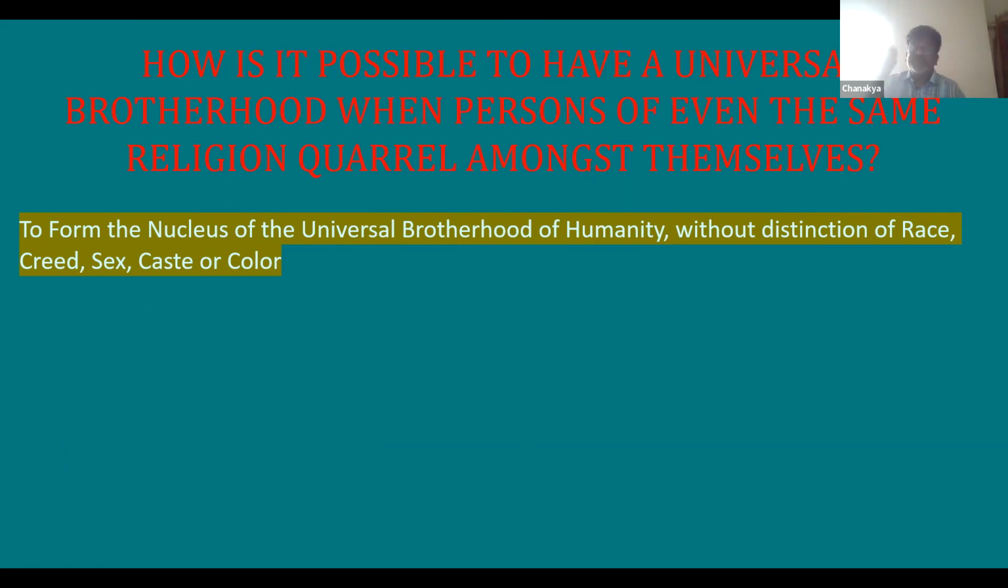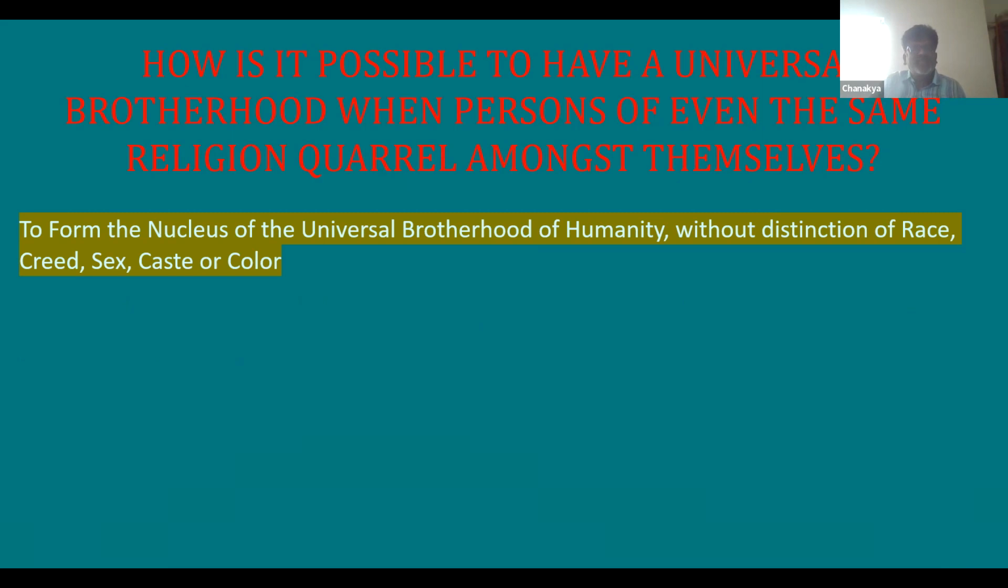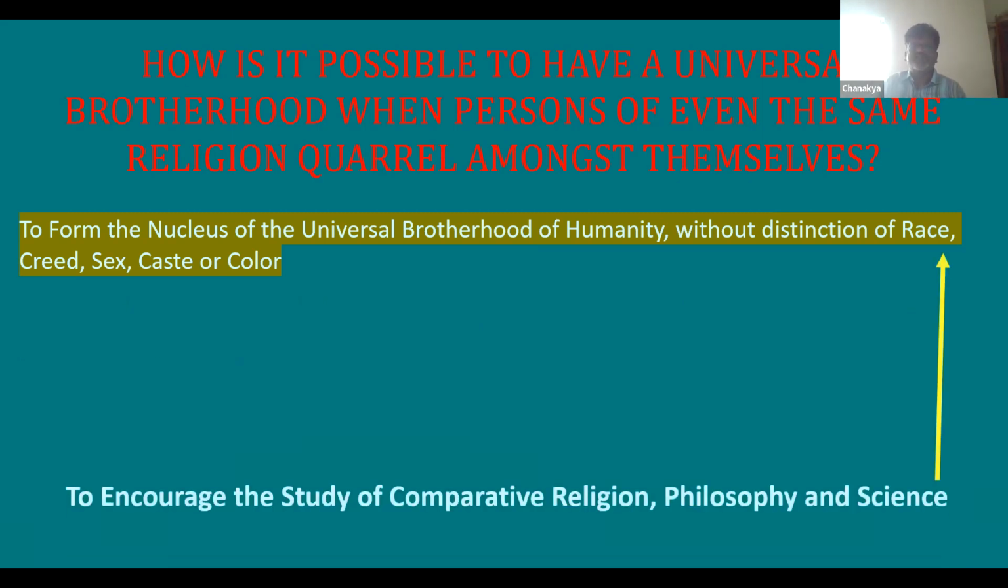And the practical question is required also. So for this, how can we, especially through Theosophy, create a brotherhood when there is a lot of hatred, a lot of intolerance amongst different sects of people? For this, we have to understand that to achieve this universal brotherhood, which is the first objective of Theosophy, we should understand the second objective of Theosophy. The second objective, as you know, is to encourage the study of comparative religion, philosophy, and science.